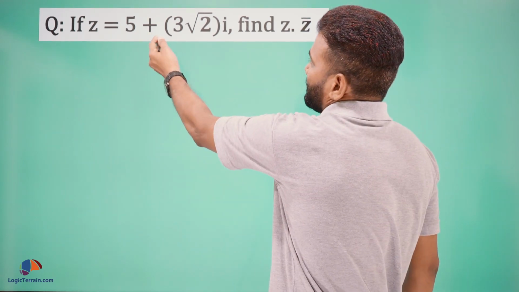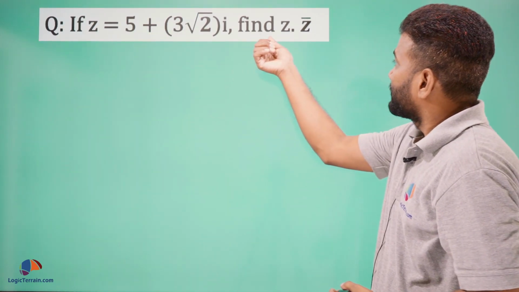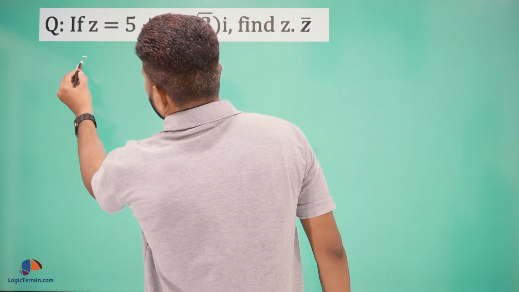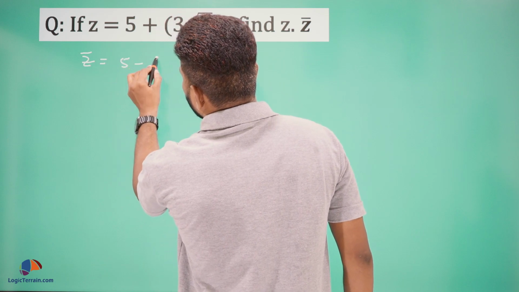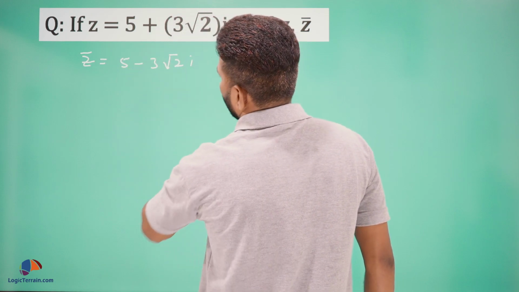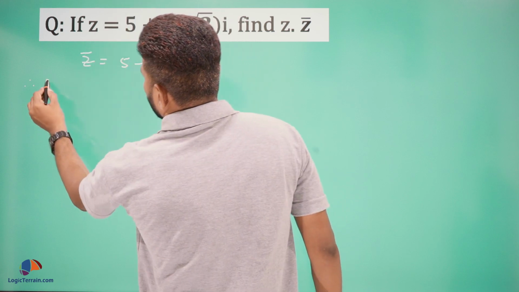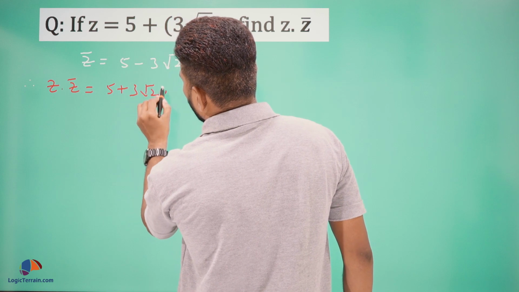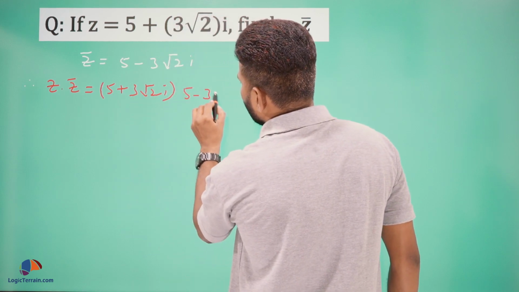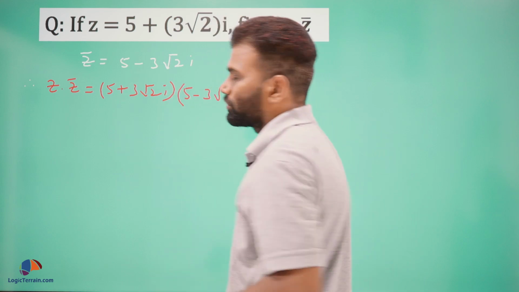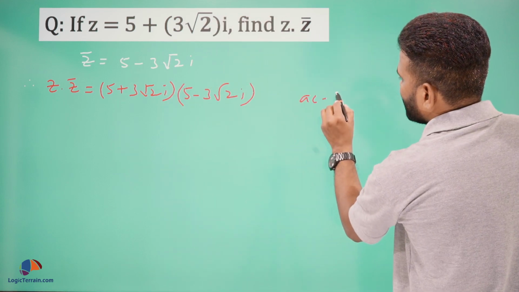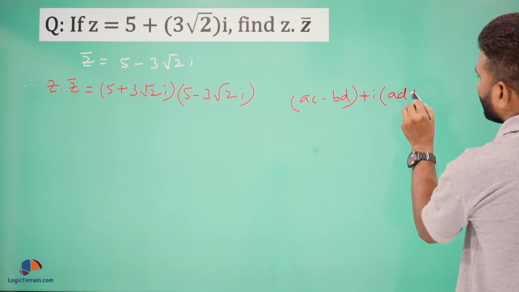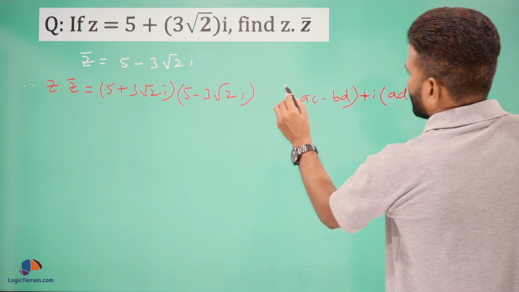If Z is equal to 5 plus 3 square root 2I, then find Z into Z bar, that is Z into the conjugate of Z. So we have Z, then the conjugate of Z is equal to 5 minus 3 square root 2I. Therefore Z into Z bar is equal to 5 plus 3 square root 2I into 5 minus 3 square root 2I. So by using the product rule, that is AC minus BD plus I of AD plus BC, we'll apply this.